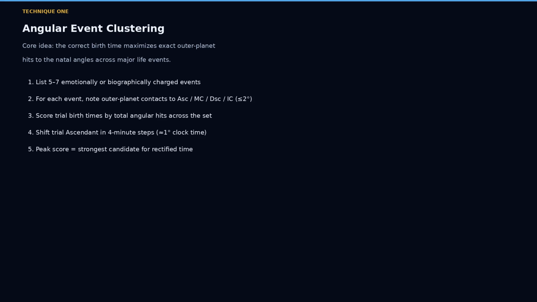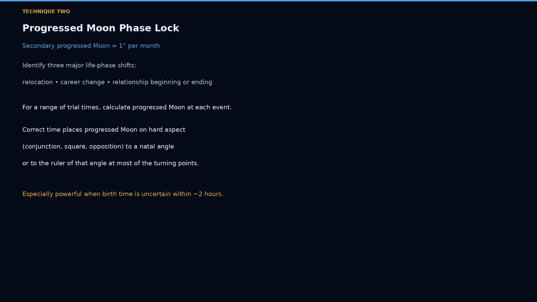Identify 3 major life phase shifts: relocation, career change, relationship initiation or ending. Calculate the progressed moon's position at each event for a range of trial birth times. The correct time will place the progressed moon on a hard aspect, conjunction, square, or opposition, to a natal angle or to the ruler of the angle at the majority of those turning points. This method is especially sensitive for birth times uncertain within a 2-hour window.